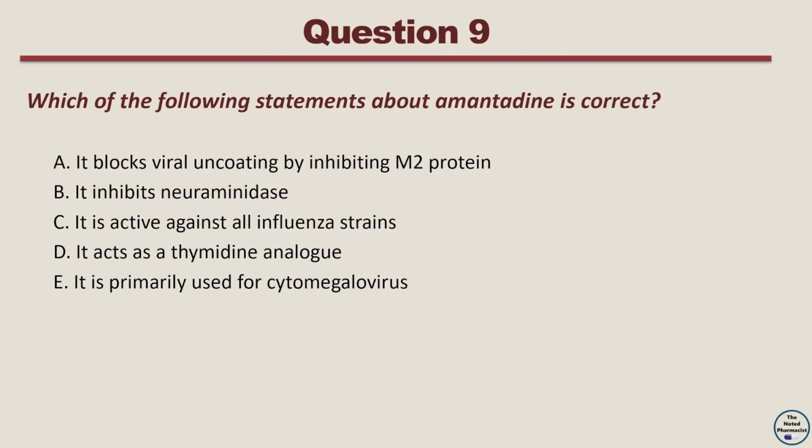Question 9. Which of the following statements about amantadine is correct? Option A, it blocks viral uncoating by inhibiting M2 protein. Option B, it inhibits neuraminidase. Option C, it is active against all influenza strains. Option D, it acts as a thymidine analog. Option E, it is primarily used for cytomegalovirus.